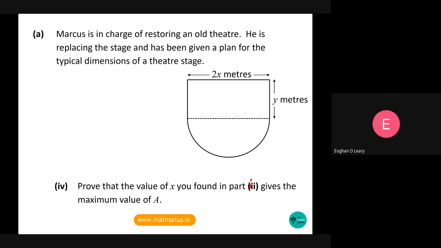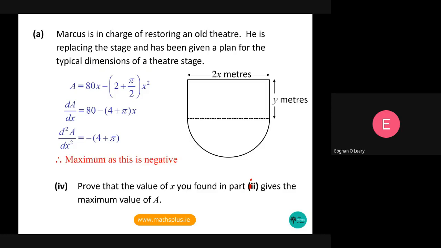So the answer from the previous part, when you get so we had our first derivative, dA/dx is equal to 80 minus (4 plus pi)x. When you get your second derivative, d squared A/dx squared, so your second derivative is minus (4 plus pi), and that is less than naught. Okay, that's less than naught. And so therefore it is a maximum value. You're dealing with a maximum because the second derivative is less than naught.